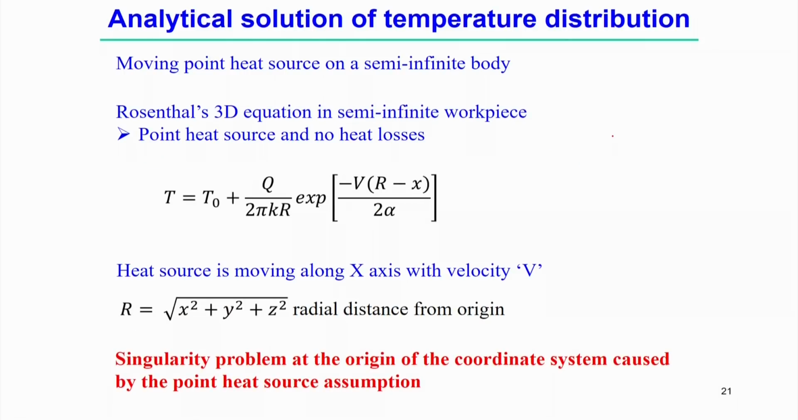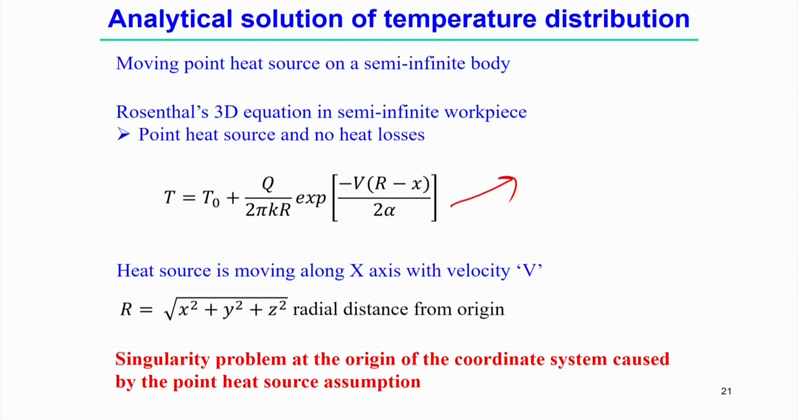Next, Rosenthal's other solution is also for a moving point heat source on a semi-infinite body, but in this case we will be able to find the three-dimensional equation in a semi-infinite workpiece. Of course, in this case also the assumptions are a point heat source and no heat loss. Then we can find the solution for Rosenthal's equation.